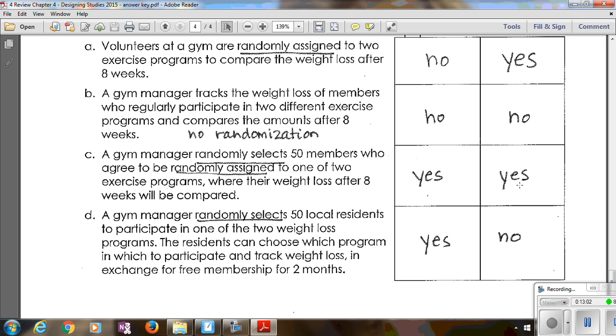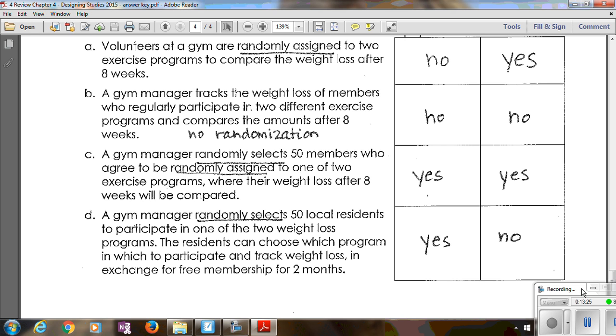And the last one, a gym manager randomly selects 50 local residents to participate in one of the 2 weight loss programs. The residents get to choose which programs to participate in. He tracks their weight loss in exchange for a free membership. So in this case, because he randomly selected the residents, he can make generalizations about the population, but he didn't randomly assign them to the programs, so he has no basis for cause and effect.